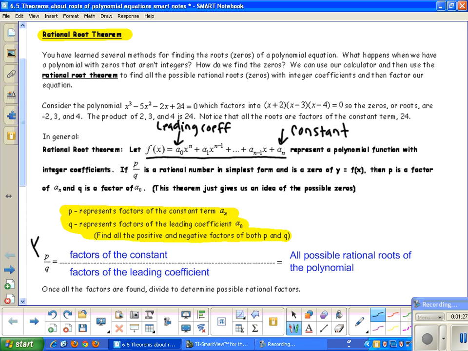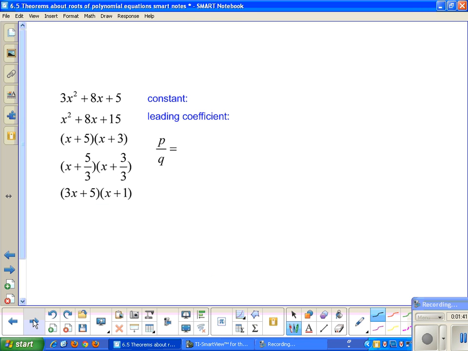This is what we're going to be doing for a lot of these problems. When you're doing factors of the constant over the leading coefficient, you're finding all the possible rational roots of the polynomial equation. Now, let's go to a problem that we do know and we've seen before.